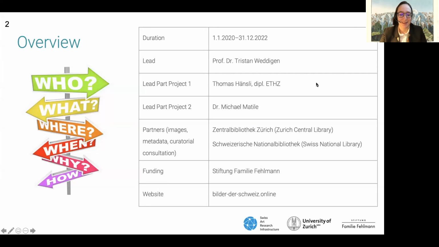First, an overview. Our project has started at the beginning of 2020 and will run until the end of 2022, so for 2 more years from this moment onwards. The project lead is Professor Tristan Wedigen, and the leads of the Part Project 1 and 2 are Thomas Hansley and Michael Mattil, respectively. Our partners are the Central Library in Zurich and the Swiss National Library. We receive images and metadata from them and consult them in the data modeling process.